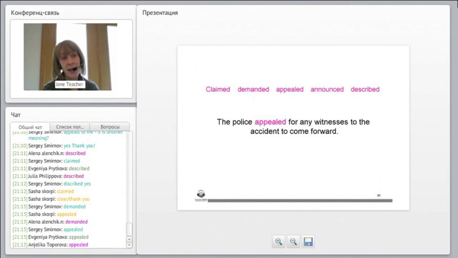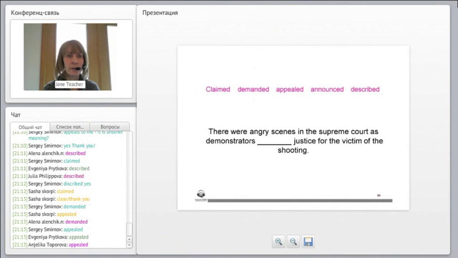So appealed means to ask. So they're not forcing anyone. Demand would be more forcefully, but they're just, it's almost like, oh, please, please come help. So it's not a demand, it's an appeal because they want somebody to help in discovering whatever has happened in the accident. So appealed.